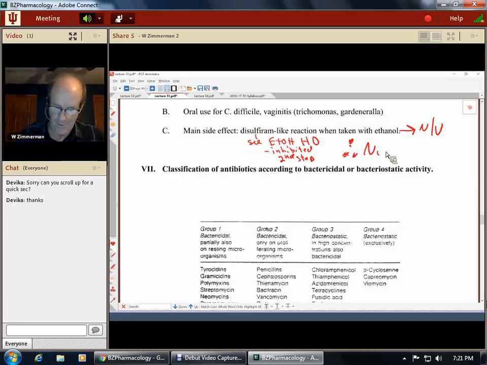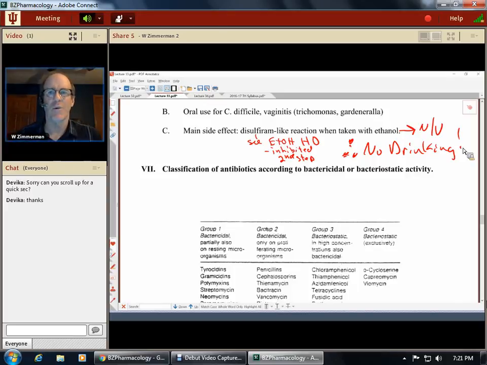Therefore, no drinking. And quite often the labels that the pharmacy puts on the prescription vial, with metronidazole, there's something on there. One of the stickers will say, one always says finish the antibiotics, but the other will say do not take alcohol.